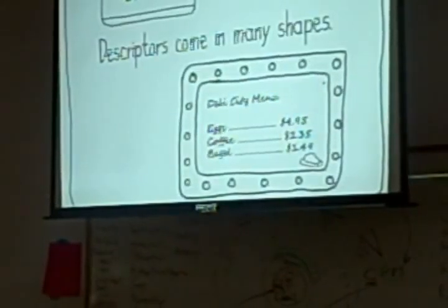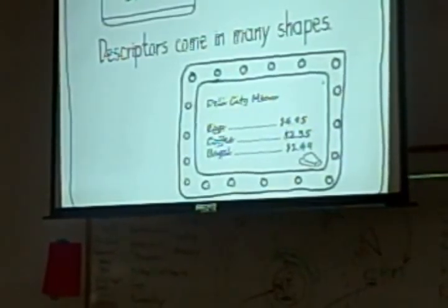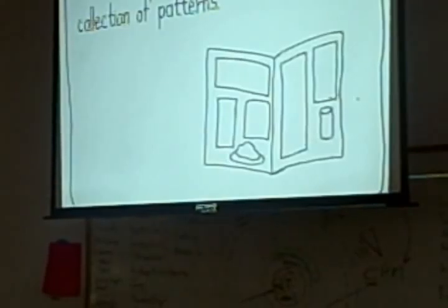There are many kinds of descriptors. It can be a name tag. It's a very small and precise descriptor. It can be a menu, a little more information, or it can be an XML file. And descriptors contain a collection of patterns, because as we know, the way we recognize information is using patterns. The pattern can be text, it can be pictures, it can be whatever it is, but we identify information using patterns.